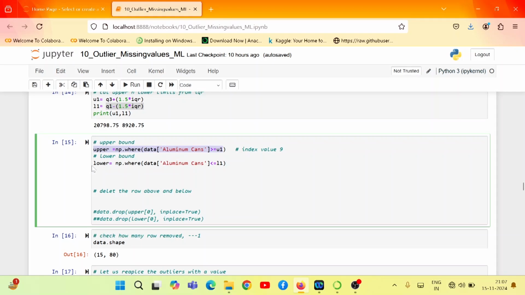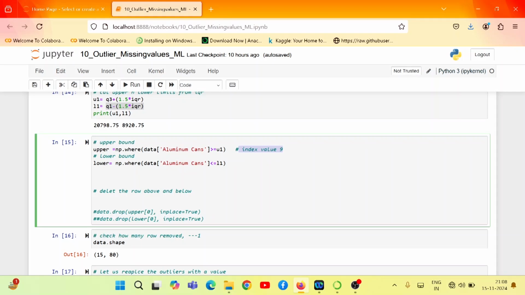Now to find the lower bound values that are below L1, we execute this statement. With the help of these two statements, upper and lower represent one dimensional arrays with the index numbers of the rows to be deleted. If you execute this, upper contains the index value 9. That means the ninth row contains the outlier that needs to be deleted.